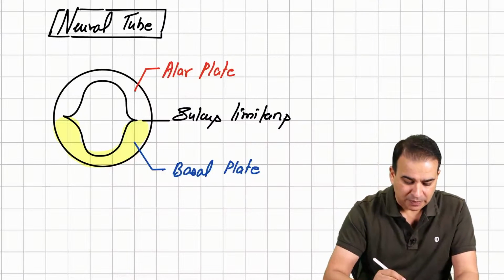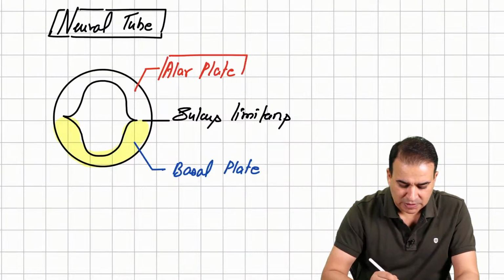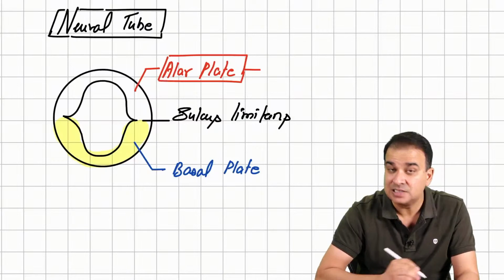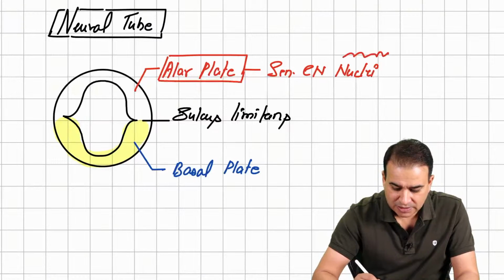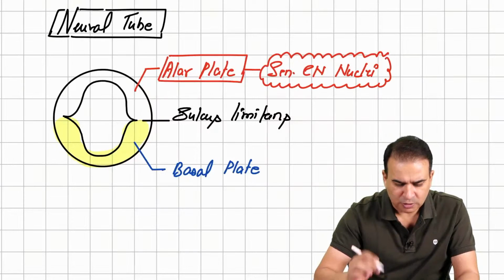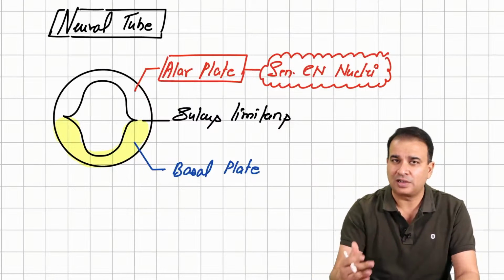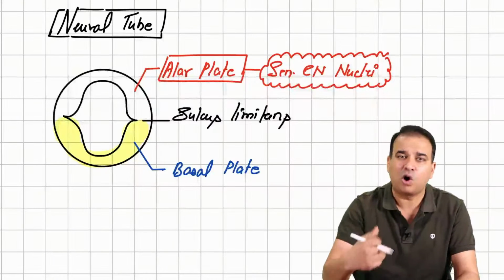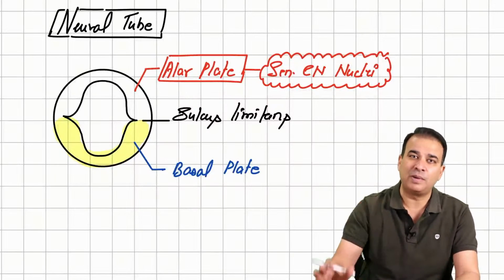That tells me, and that is the way to remember it, that the alar plate is present toward the dorsal side and it is a sensory plate. In fact, it will give rise to the sensory cranial nerve nuclei. All the sensory cranial nerve nuclei will develop from the alar plate. Think of any sensory cranial nerve nuclei, guys: trigeminal nuclei, nucleus of tractus solitarius, vestibular nuclei, cochlear nuclei. If a nucleus is for sensation, it is going to develop from the alar plate, period.